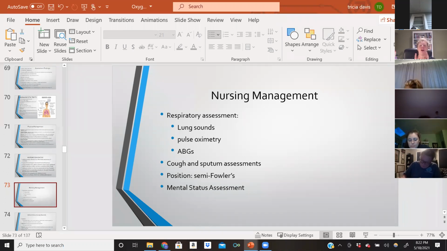Make sure you're doing those cough and sputum assessments. So if you have a patient that has pneumonia, you are going to ask them, do you have a cough? If so, is it productive or non-productive? What are you bringing up? Is it thick or thin? What color is it? Are you able to get it up or are you swallowing it back down? And then remember, try and get a sample if you can.